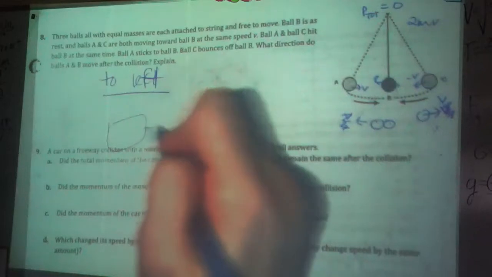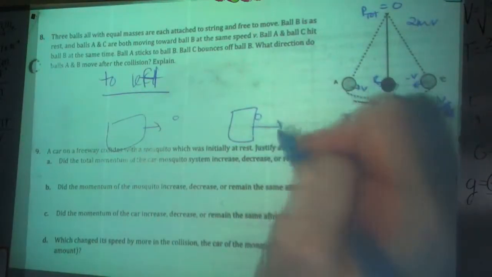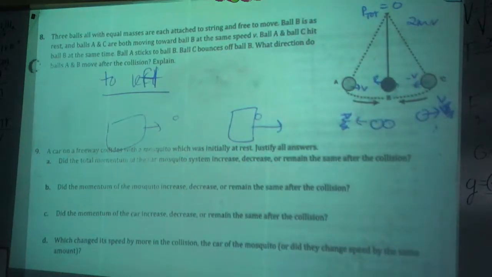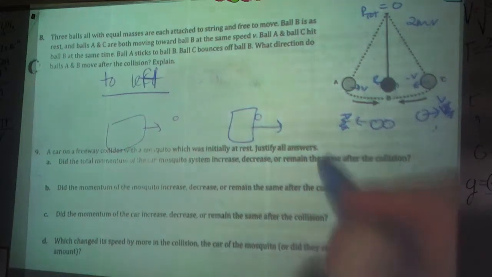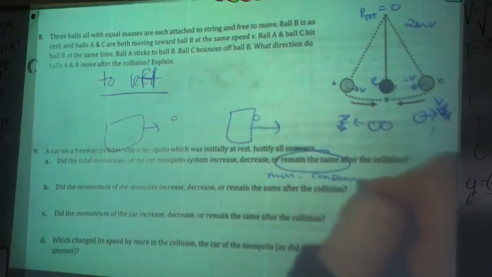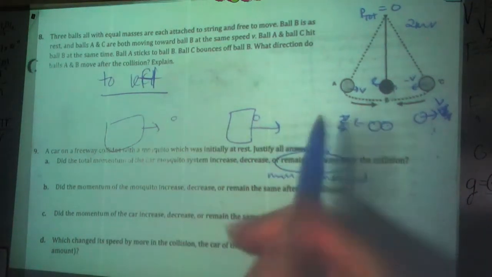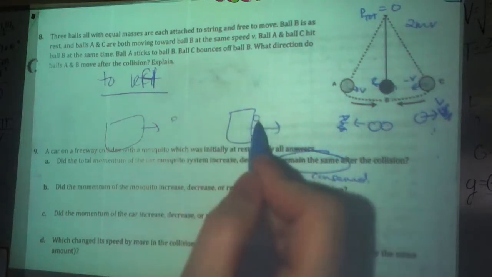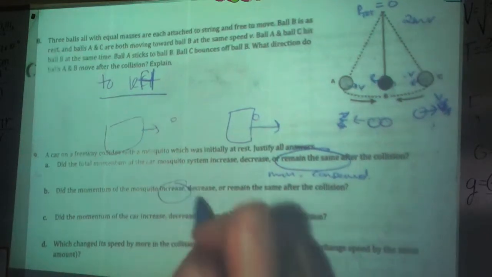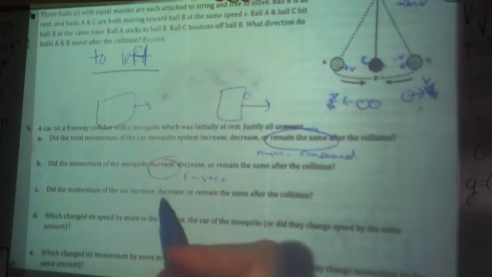Number 9, a car on a freeway collides with a mosquito that's initially at rest, and you can assume that it hits the mosquito and then the car continues driving. Does the total momentum of the car-mosquito system increase, decrease, or stay the same? It has to stay the same because momentum is conserved. Did the momentum of the mosquito increase, decrease, or remain the same? Well, it was at rest, and now it's going to be moving with the car, so it increased because it got faster.